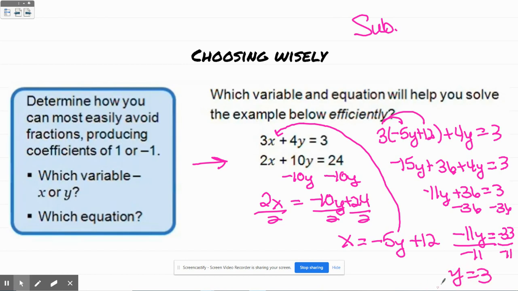So y is positive 3. Let's go ahead and find x. Well, 2x plus 10 times 3 is 30 equals 24. Subtract 30 from both sides. That's negative 6. So 2x is negative 6, and I'm sorry, I'm out of space. Divide both sides by 2, and I get x equals negative 3. So these two graphs will cross at the point negative 3, 3. That is the solution to the system.